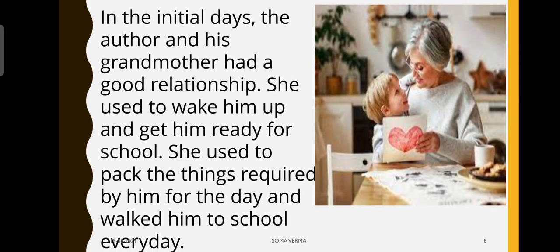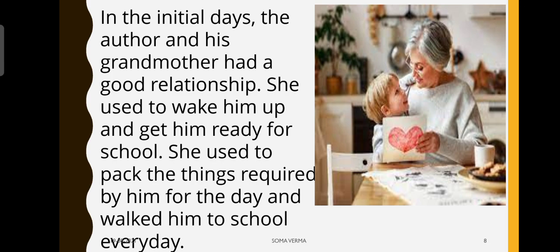Now, in the initial days, the author and his grandmother had a good relationship. She used to wake him up and get him ready for school. She used to pack the things required by him for the day and walked him to school every day. So they had a very close relation.